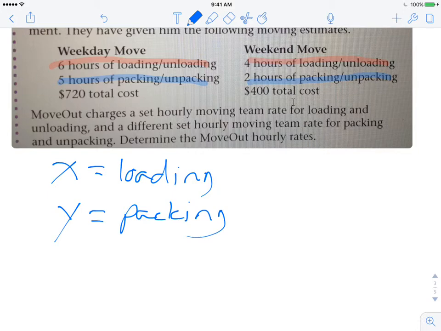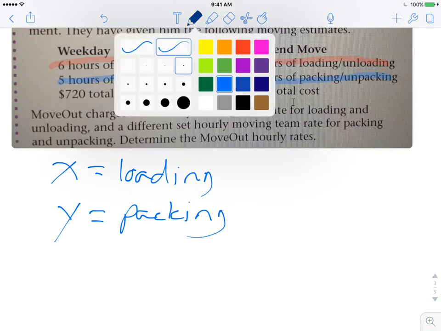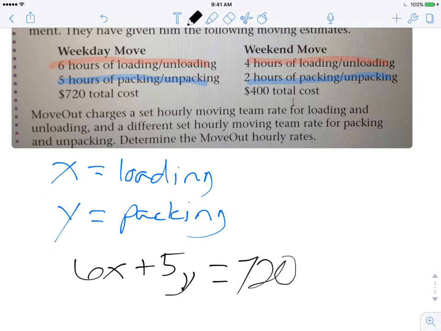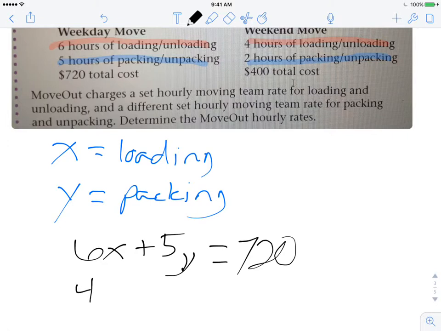All right. So we're actually going to have two different equations here. The first one is going to be 6 hours of loading and unloading plus 5 hours of packing and unpacking equals $720. And in the second situation, we have 4 hours of loading and unloading and 2 hours of packing and unpacking, and that is a total of $400. And now we're going to solve a system of equations.